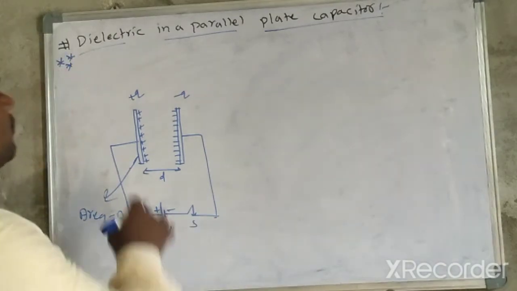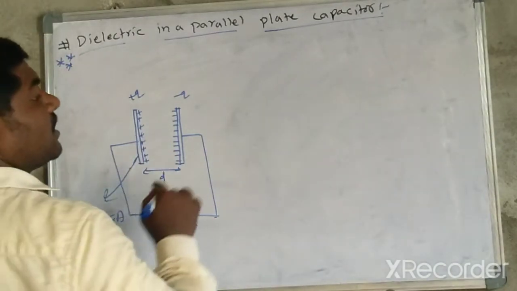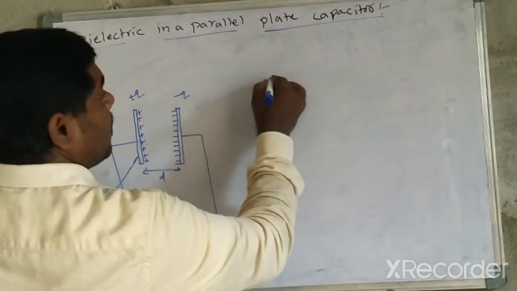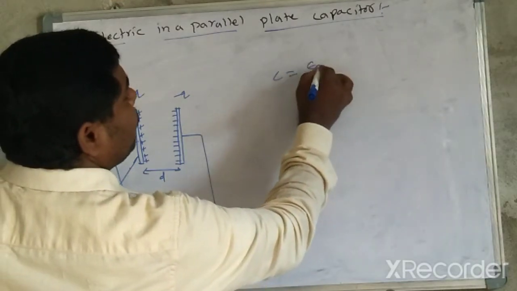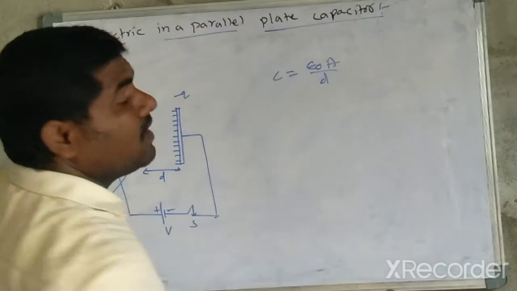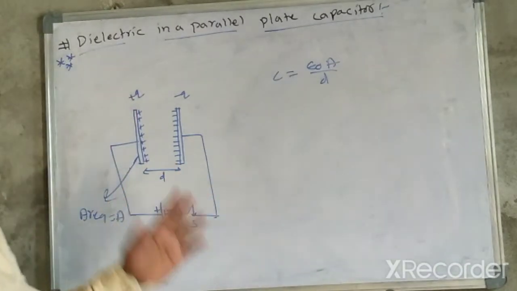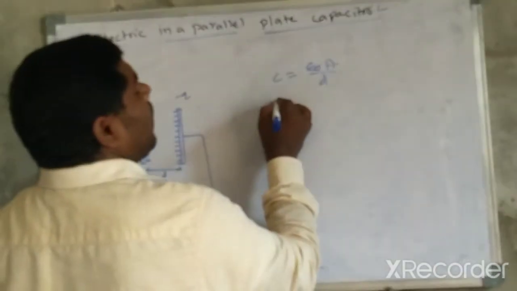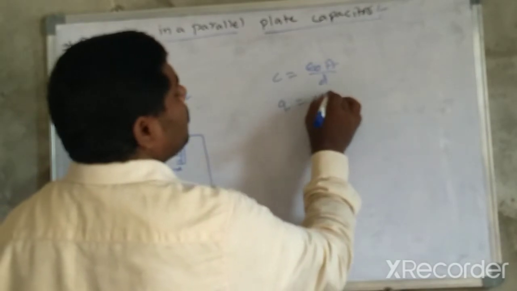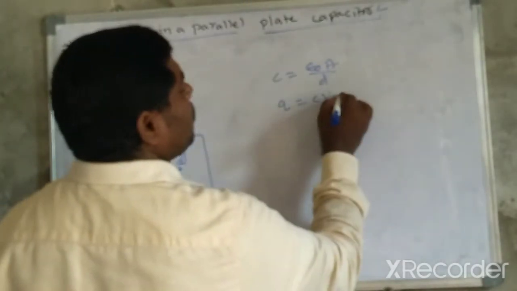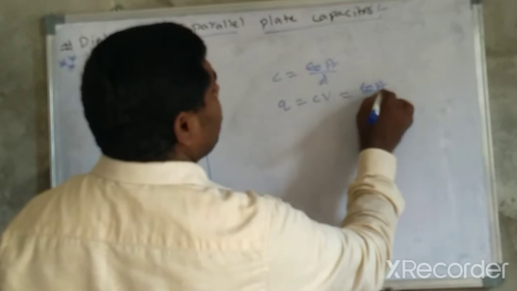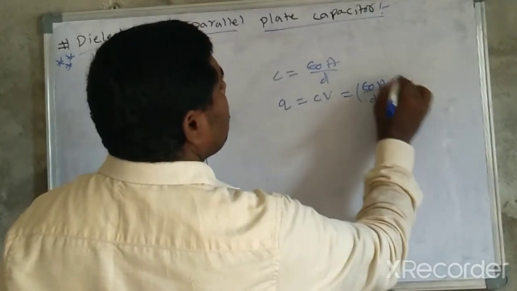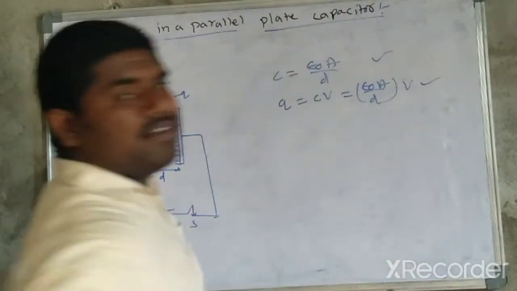Here, in between is air. In this case, as we already discussed, the capacitance C is equal to epsilon naught A divided by d. And the charge Q is equal to C times V, which is epsilon naught A divided by d times V. These two we already discussed in previous cases.